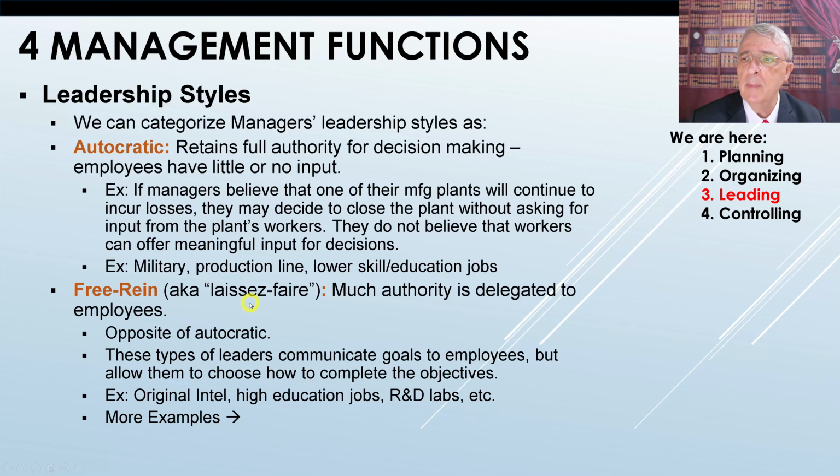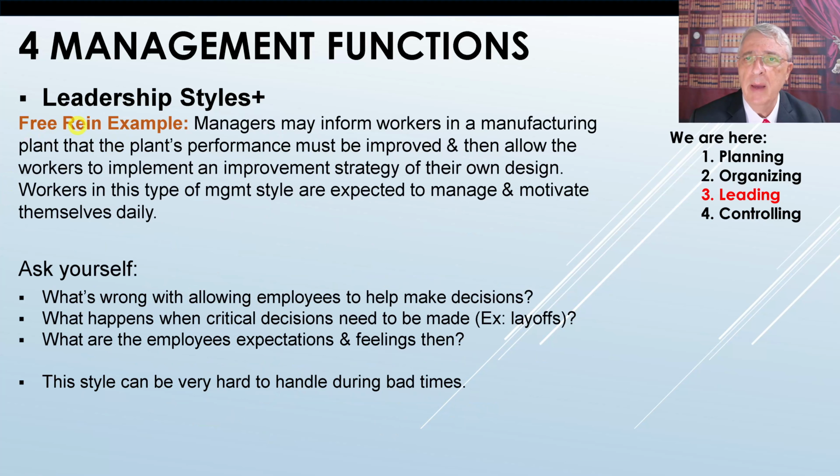So some more examples on free-rein. Managers may inform workers that the plant's performance must be improved or they're going to lose their jobs. So the workers are expected to implement an improvement of strategy on their own, to come up with their own ideas. Workers in this type of management style are expected to manage and motivate themselves on a daily basis.